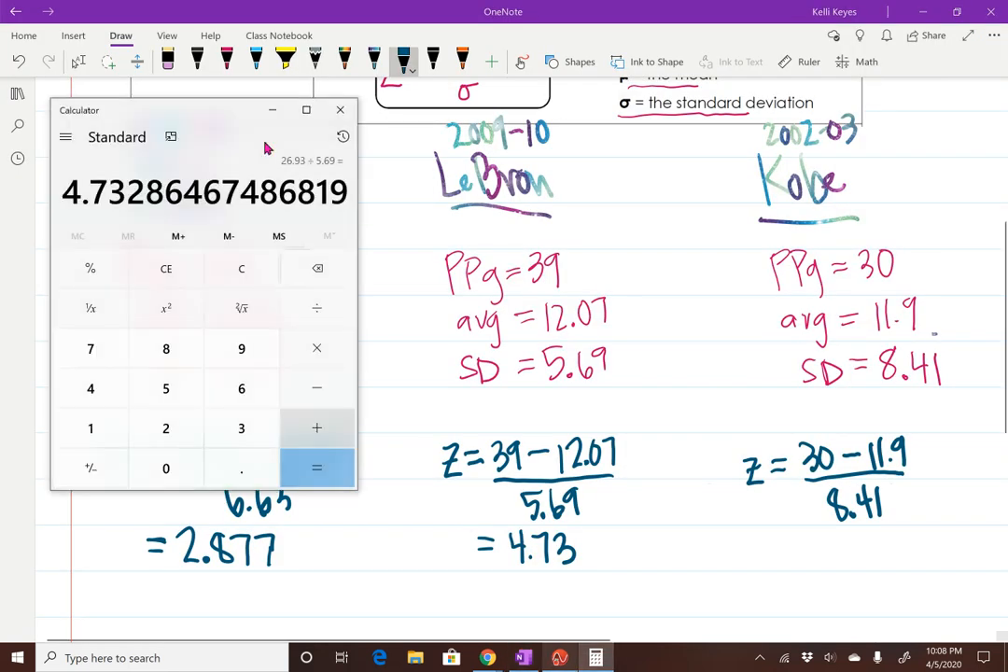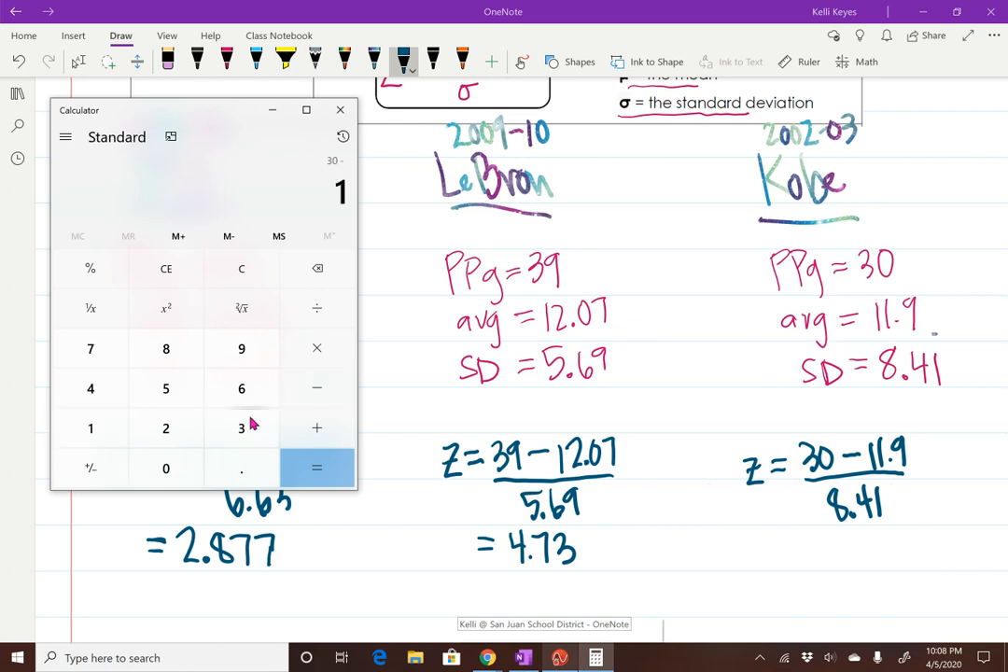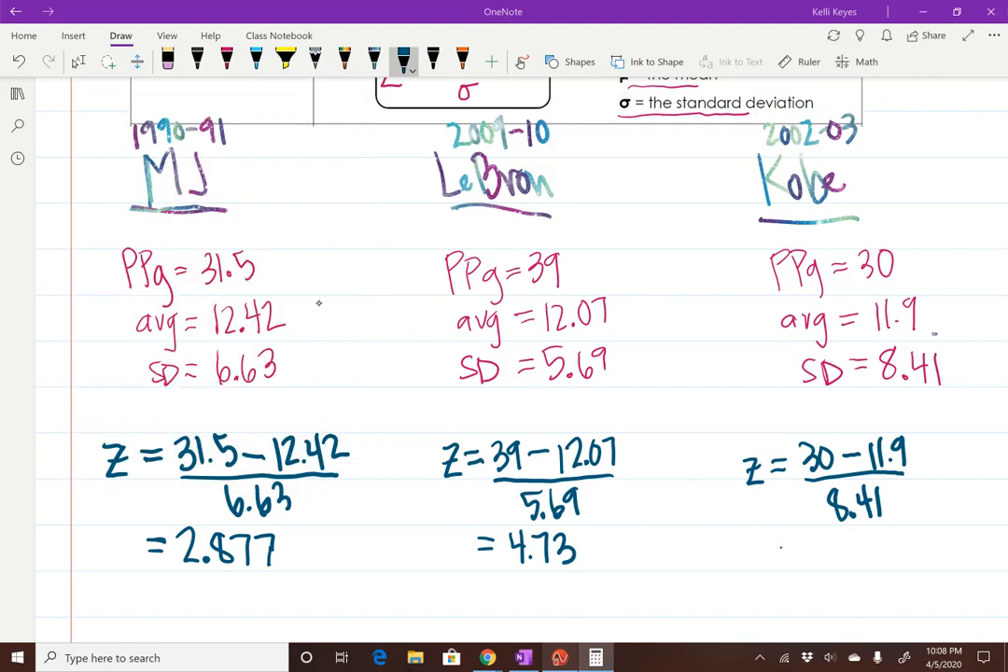Okay, and then Kobe will be 30 minus 11.9, get that. And then we're going to divide that by 8.41. His is 2.15. I guess I'm only going two decimal places on all of them.